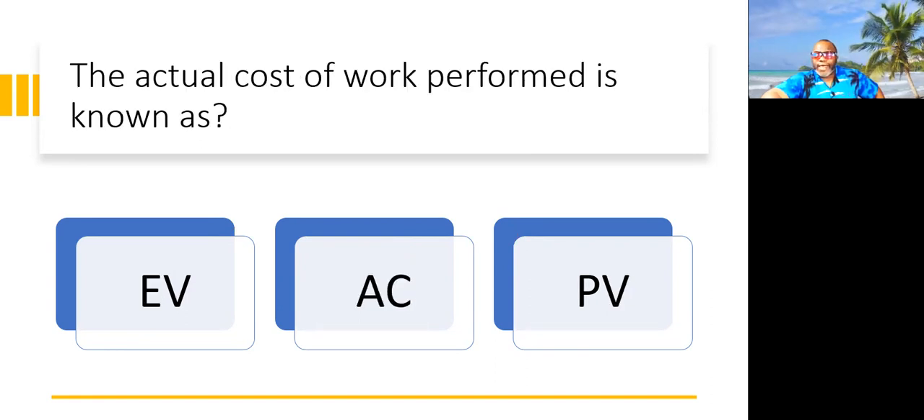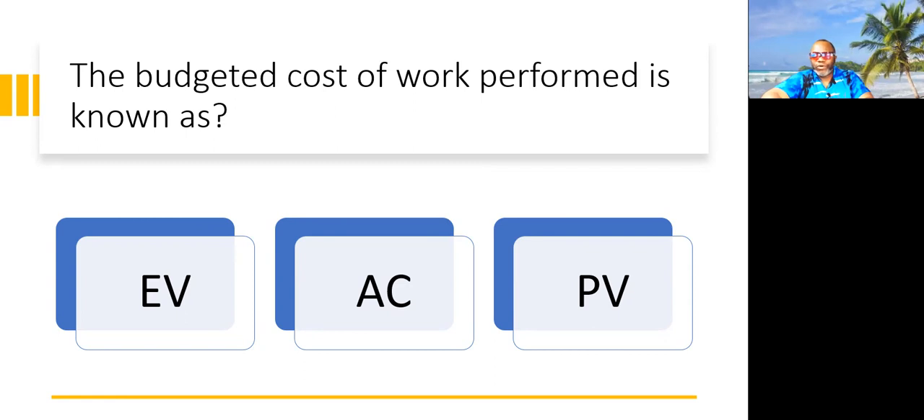Here's your next one. The actual cost of work performed is known as what? All right, 3, 2, and 1. The best answer to this is not the earned value, or the planned value. It's the actual cost. Remember, actual cost of work performed. Let's go to our next one. We're almost done here. Next one, the budgeted cost of work performed is known as what?